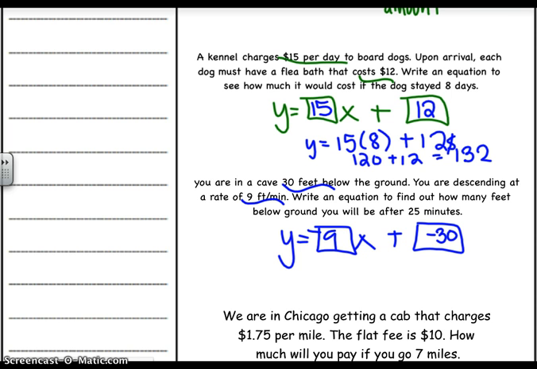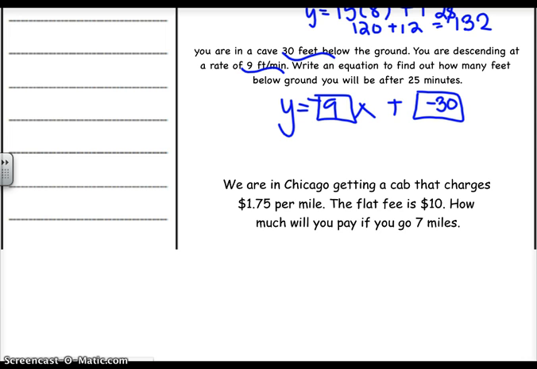Okay, so it looks kind of ugly here because of my boxes, but the boxes just helped me out when I first started these. So this is really what my equation looks like. Plus a negative 30, which would just be minus 30, right? And now I say, okay, after 25 minutes, how far below ground am I? So I go negative 9 times 25. Take the 30 feet away that I was already below. And that was negative 225 minus 30, which is negative 255.